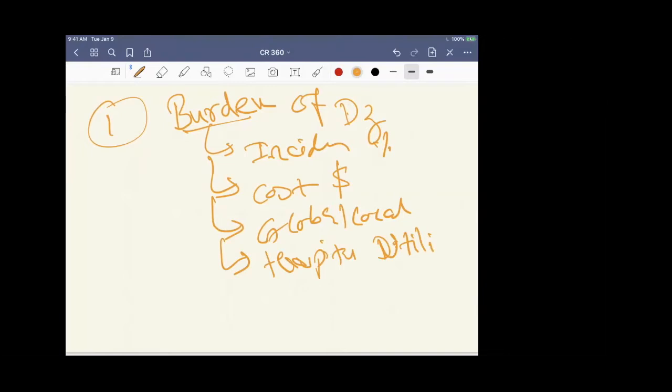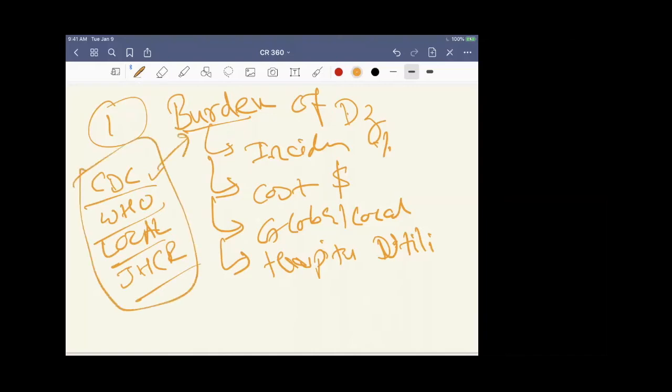Three lines are good. It should not be very elaborate, right? Now, from where can you find this burden? You can find it from either CDC data, WHO data, or local data. If you wish to find out the COVID burden, let's say CDC has it, but the Johns Hopkins COVID Research Center has more intensive numbers about the burden of the disease. So different websites could be a potential source to understand the burden of the disease.